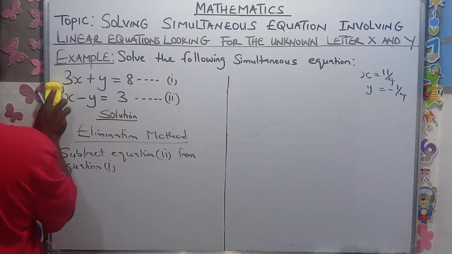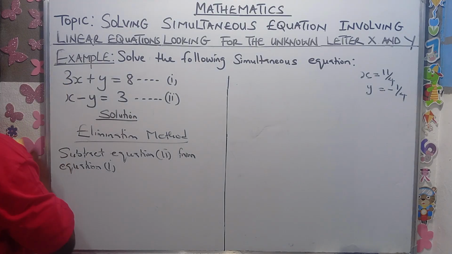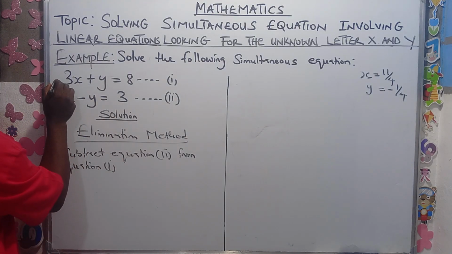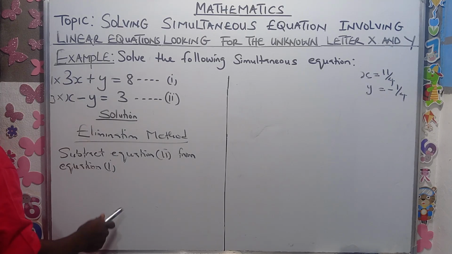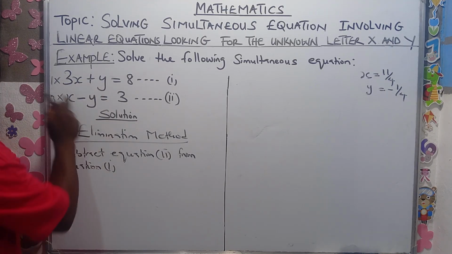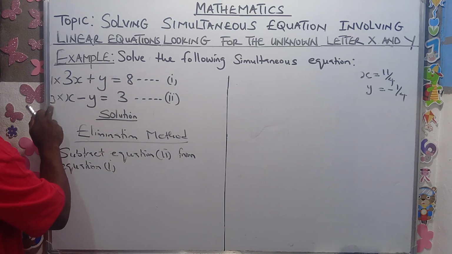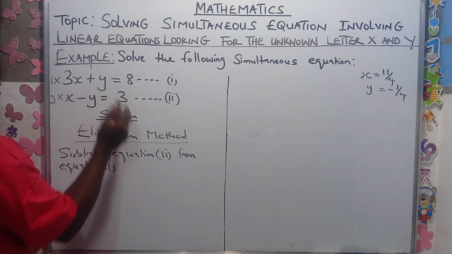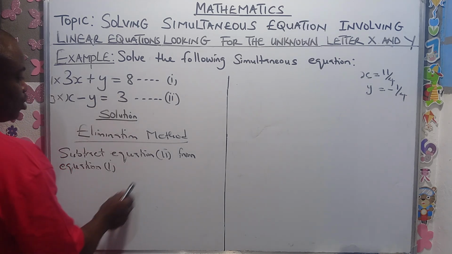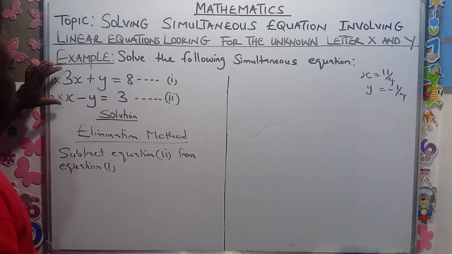If we cannot cancel y out directly, just say times 1, times 3. So now we have 1 times 3x, 1 times y, 1 times 8; 3 times x, 3x, 3 times minus y, minus 3y, 3 times 3, 9. That's how you do it, so that you can cancel x out.